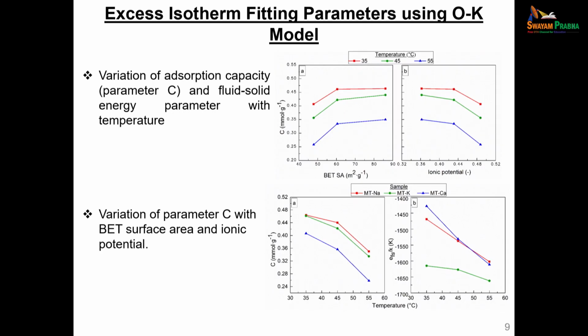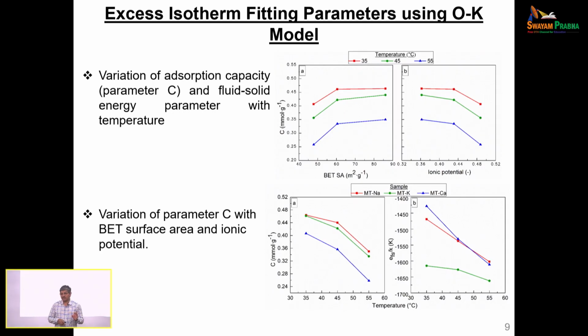For this purpose, we use the Toth-Oquendo model. Then we try to back calculate the parameters, one related to the capacity C, and the second related to the fluid-solid energy parameter EFS, and these values are captured. Then we try to compare with respect to the BET or ionic potential, what I have shown earlier. Then further we also saw how these are all varying with respect to the temperature. So we validated this data by using the experimentally measured or reported values in the literature.